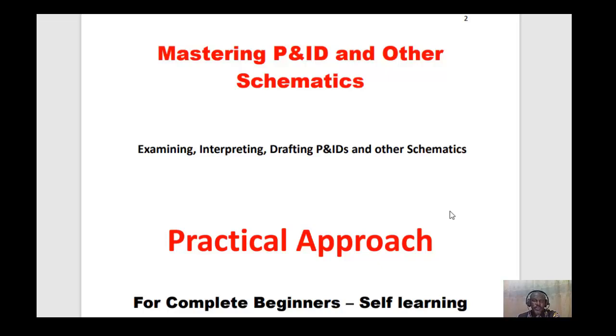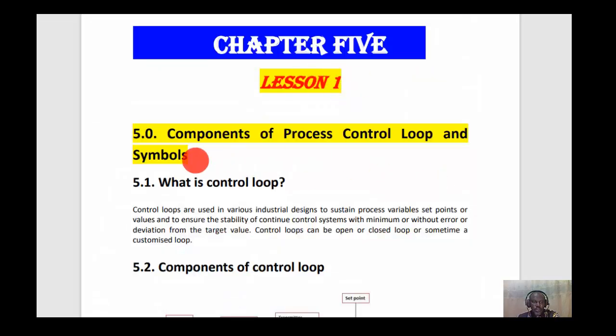Today we shall be looking at Chapter 5, Lesson 1, Components of Process Control Loop and Symbols. What is a control loop? Control loops are used in various industrial designs to sustain process variable set points or values and to ensure the stability of continuous control systems with minimal or no error or deviation from the target values. A control loop can be open or closed, or sometimes a customized loop.